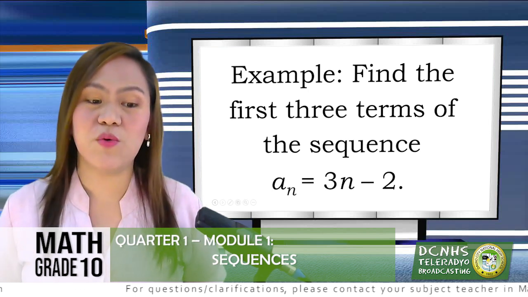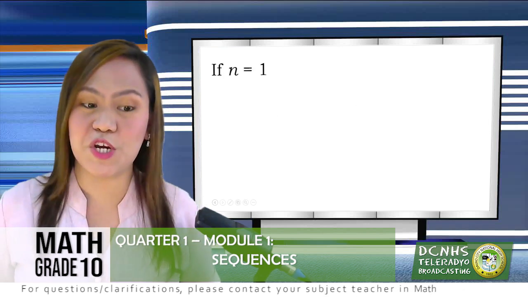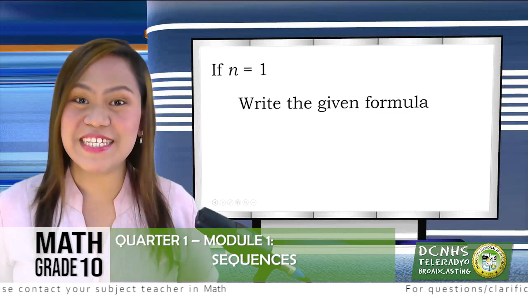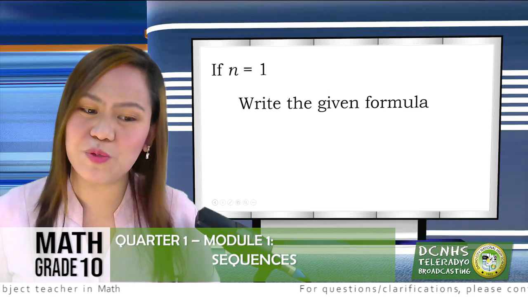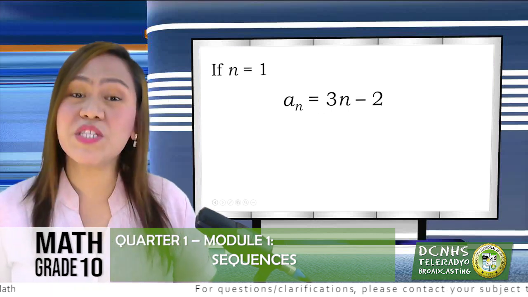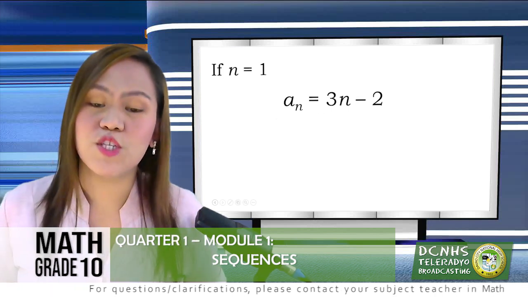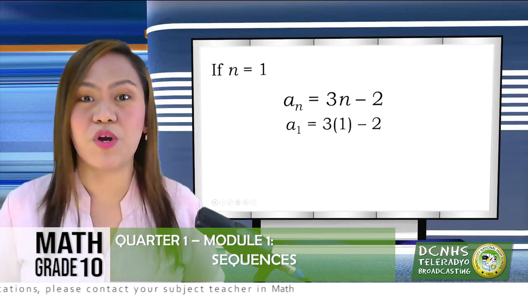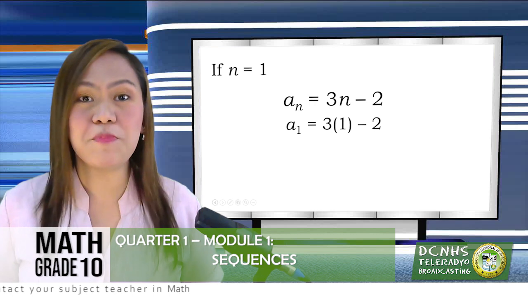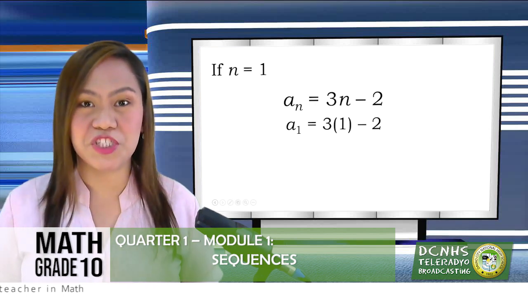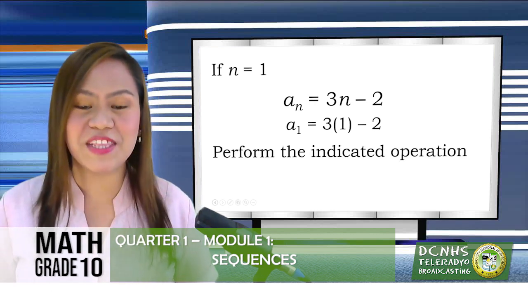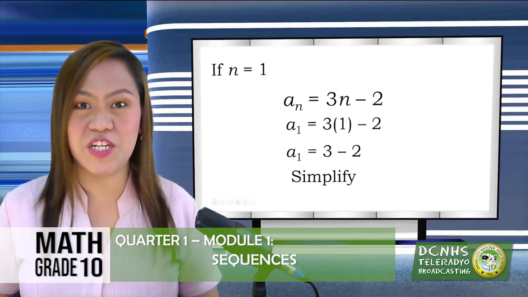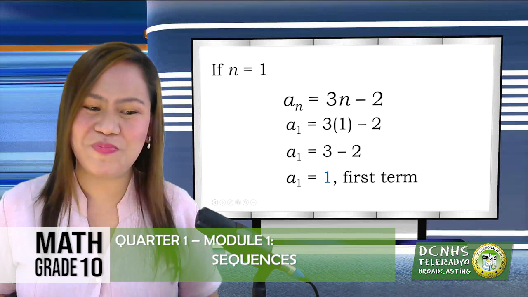If n is equal to 1, which is our first term, we write first the given formula, a sub n is equal to 3n minus 2. Then, we substitute the value of n. So, we have here a sub 1 is equal to 3 times 1 minus 2. Then, perform the indicated operation and simplify. And we arrive at the answer of a sub 1 is equal to 1, which is our first term.